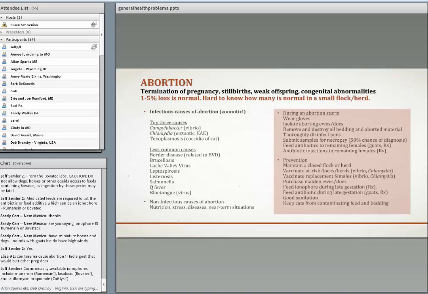Purchase maiden ewes and does. The best way to start a flock is with ewe lambs and doelings, and not with mature ones, from a disease standpoint. Feed an ionophore during late gestation. There's evidence to suggest that Rumensin has an effect on toxoplasmosis. There is no vaccine in the United States for toxoplasmosis. That's the one caused by cats.